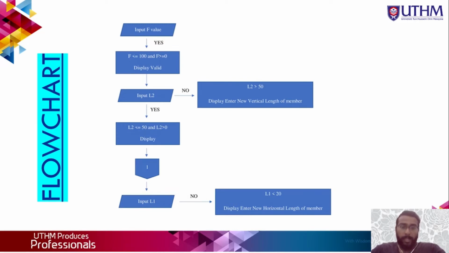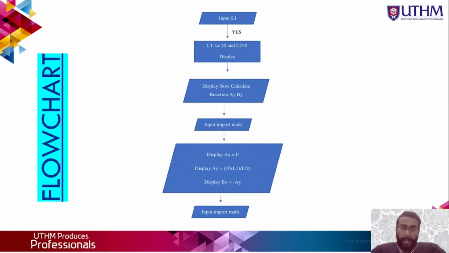So it will display "enter new horizontal length of member", but it will be accepted if L1, which is the total length of member AB, is lesser than 20 but more than 0. The display will then show "now calculate the reaction of AY and BY", which is the total reaction at point A and point B.